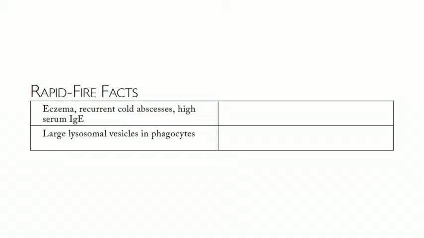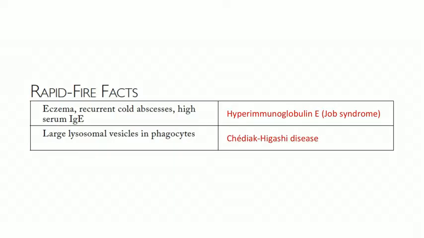And then we have a couple of rapid fire facts to go over. The first one is eczema, recurrent cold abscesses, and high serum IgE. Again, that's hyperimmunoglobulin E syndrome, or Job syndrome. And then large lysosomal vesicles in the phagocytes, that's Chediak-Higashi disease.